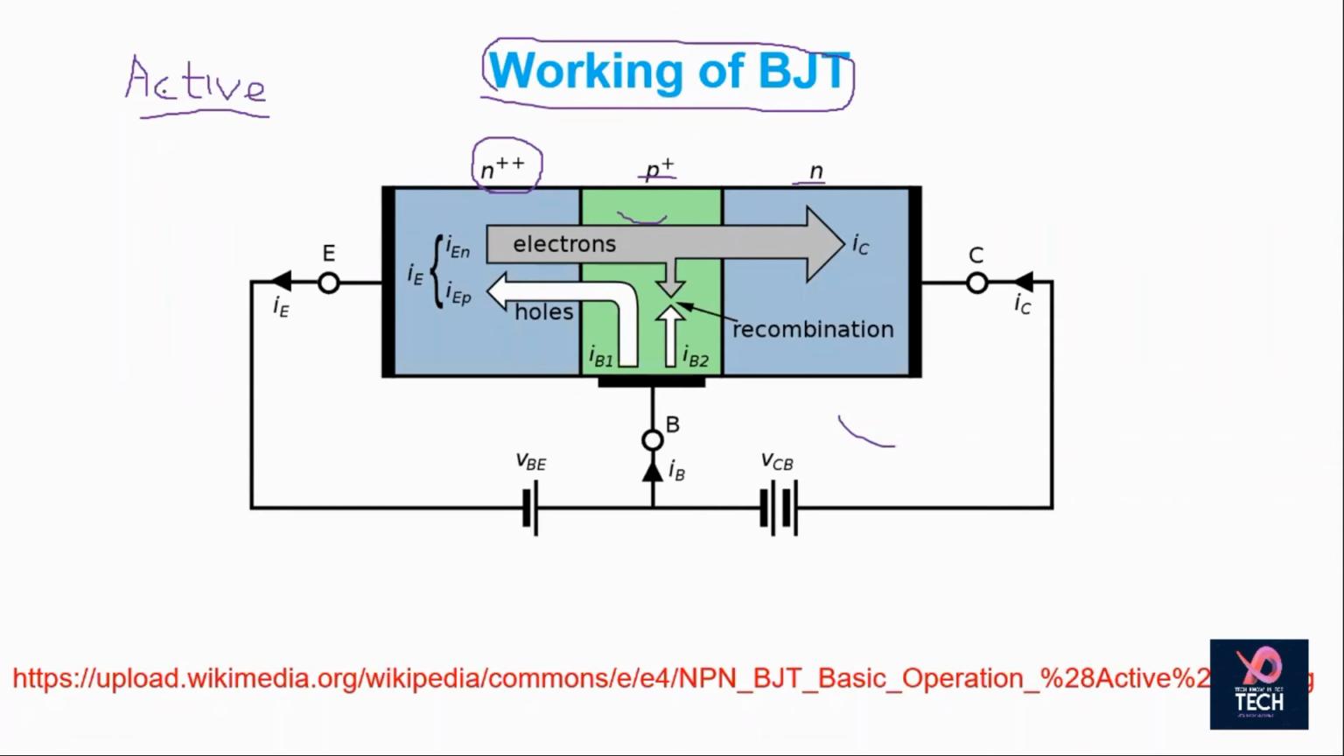Now we come towards the active region. In the active region, this is your N type. This is your P type.